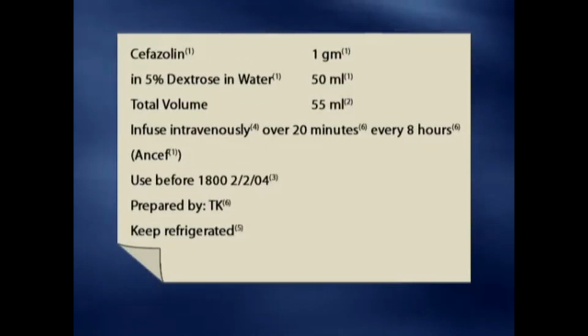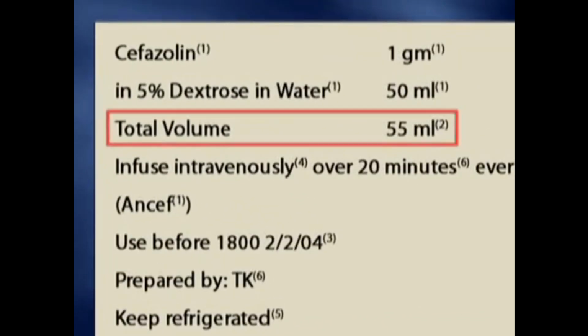For large volume solutions with multiple additives, such as TPN solutions, use the actual or calculated total volume. For syringes and vials that are overfilled, both the overfill volume and the volume of the prescribed medication dose should be clearly shown on the label.